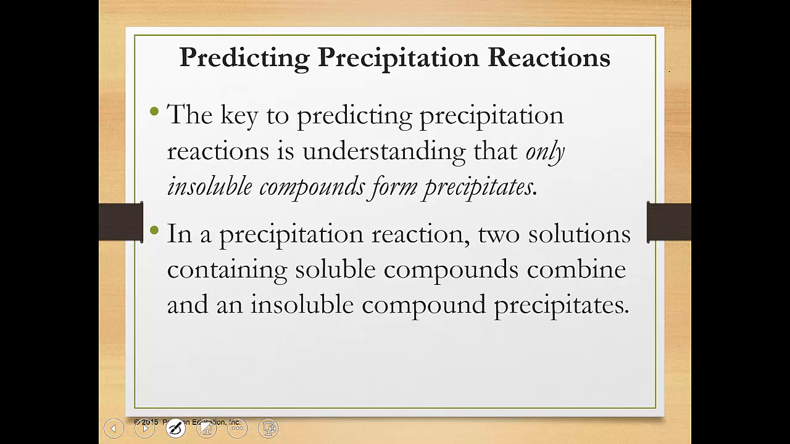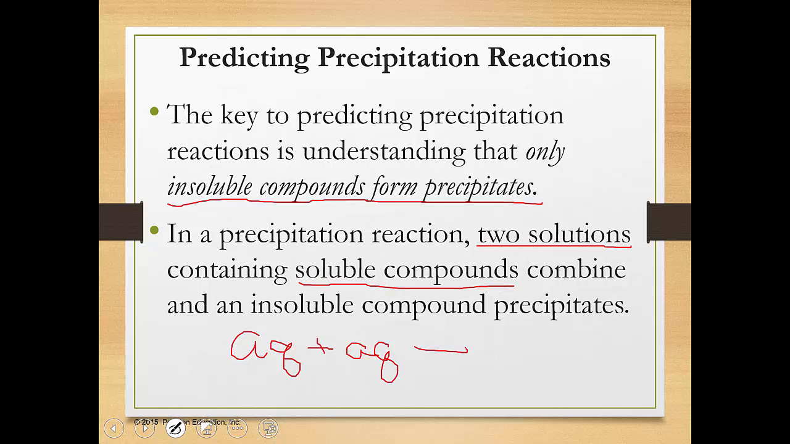All right, only insoluble compounds are going to form precipitates. That is key to predicting these precipitation reactions. So what we're going to do is look at the two solutions that were given that are going to have to contain soluble compounds. So the two things on the reactant side will have to be aqueous. So I have something that's aqueous plus something that's aqueous.